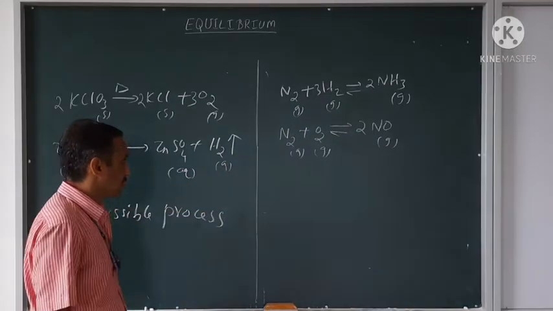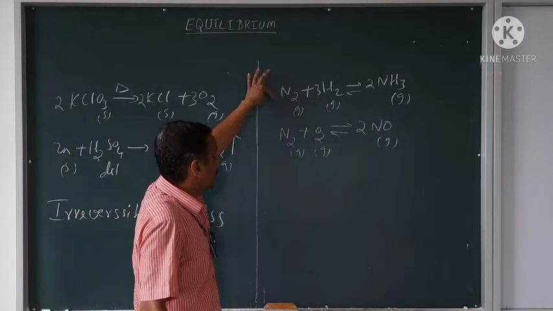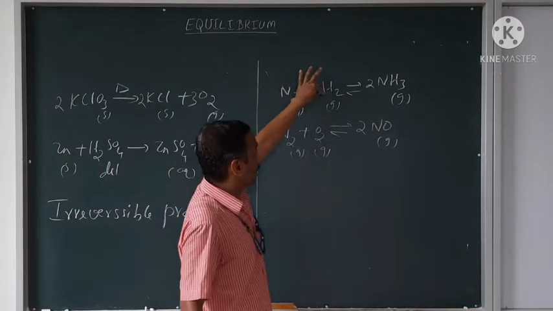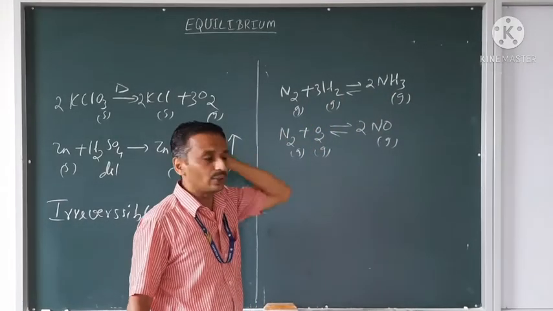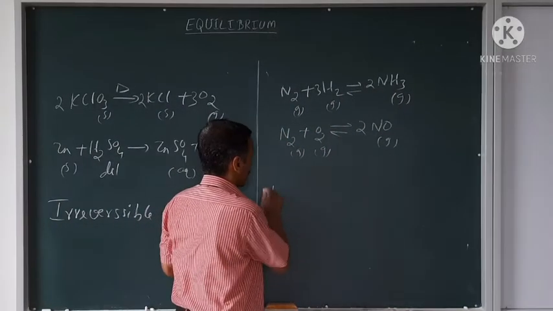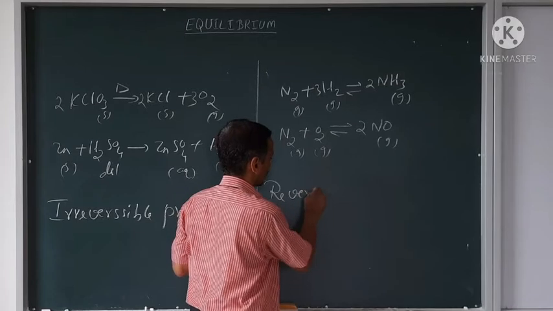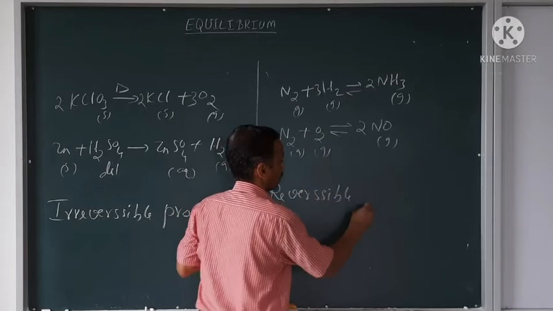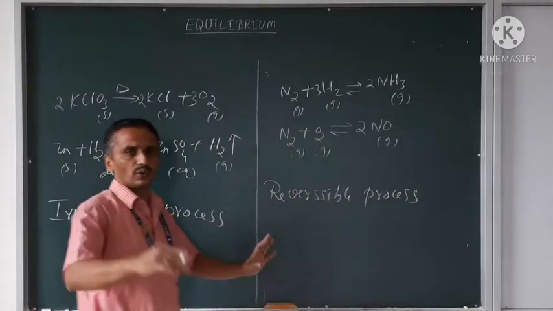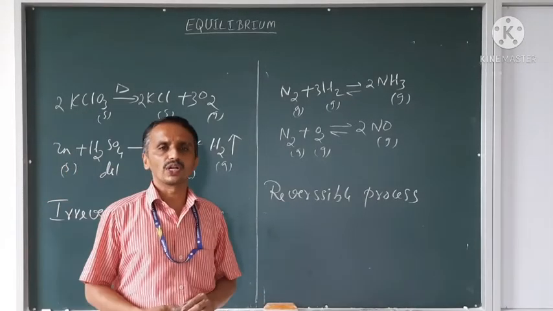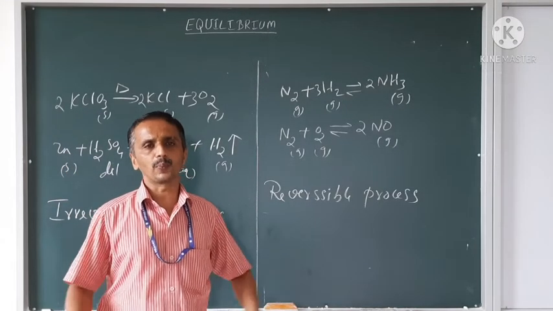Okay. Now, in this type of reaction, what is happening? N2 reacts with hydrogen and gives ammonia, but ammonia can give back nitrogen and hydrogen. Then it is called a reversible process. Note this. What is a reversible process? What is an irreversible process? Examples also.